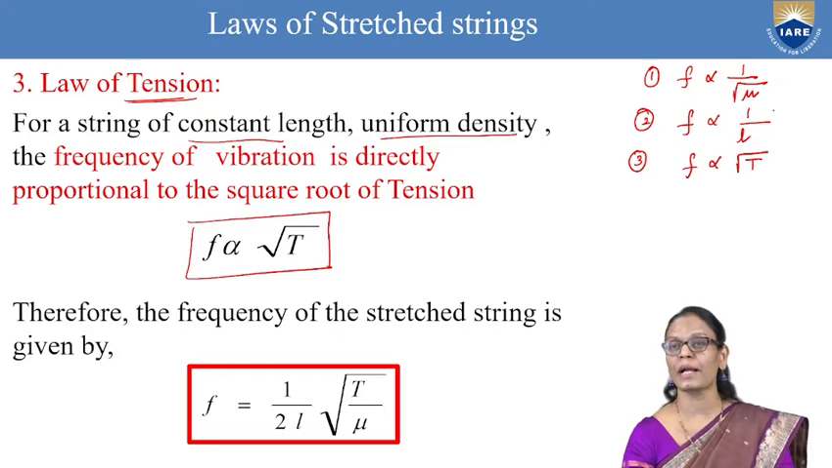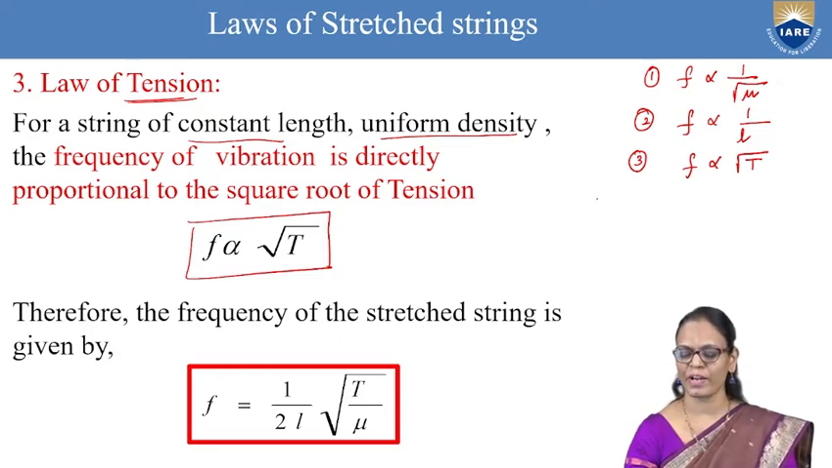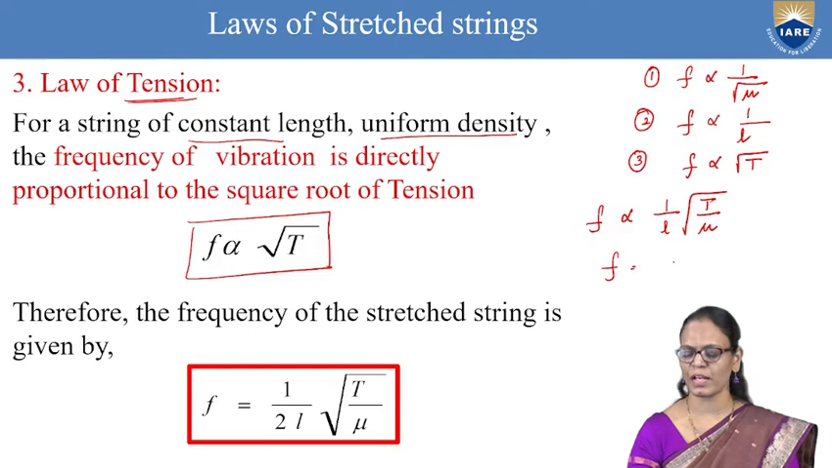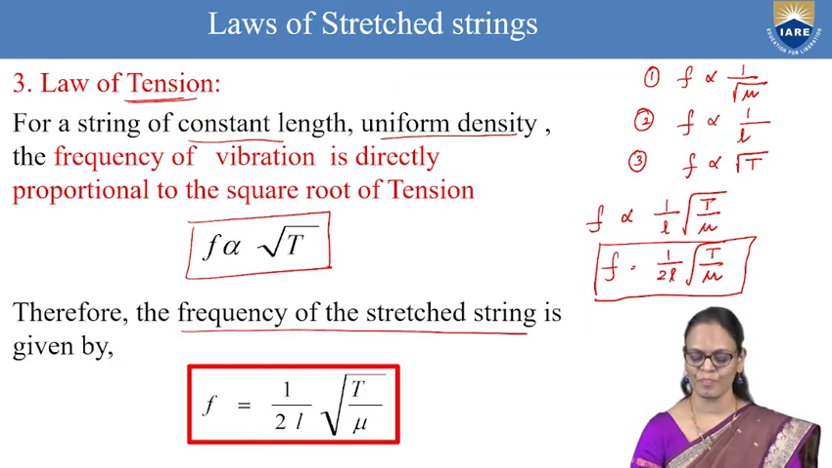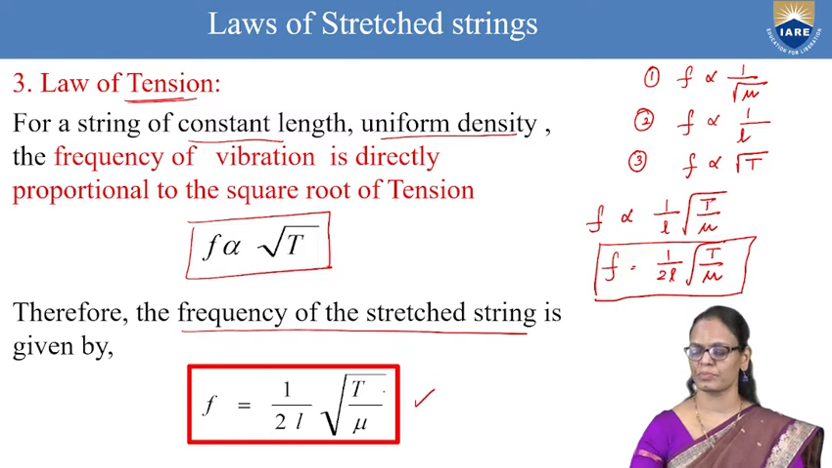So how do we combine the three laws? So if you have to write the formula for F, F is proportional to 1 by L under root T by mu. If you remove the proportionality sign, and in case of a transverse wave, we get F is equal to 1 by 2L under root T by mu. So this is how we get the formula for frequency. The frequency of the stretched string is given by F is equal to 1 by 2L under root T by mu.